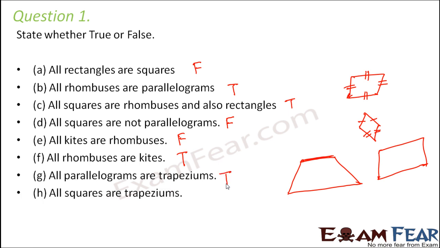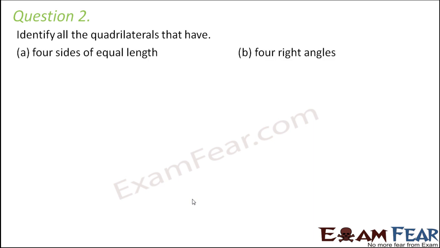All squares are trapeziums. Do you think that all squares are trapeziums? Now, in a way, we would say that yes, all squares are trapeziums, because again, what does a trapezium want? It wants only one pair of sides to be parallel, and one pair of sides are parallel in case of a square. So this would also be true. Question number 2. Identify all the quadrilaterals that have 4 sides of equal length.